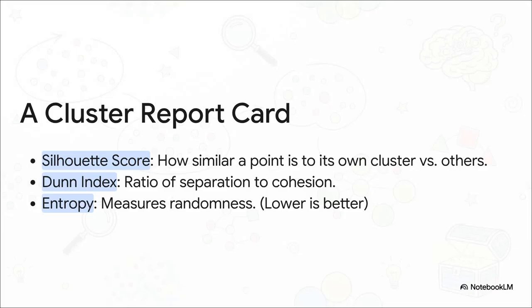For example, the silhouette score basically asks each data point, hey, are you happy in your current group, or do you feel like you belong more with your neighbors? A high score means everyone's happy where they are. The Dunn index is even more direct. It's just a ratio of how far apart the groups are versus how spread out they are internally. And entropy measures how mixed up the groups are. Pure, distinct groups get a low score, and that's exactly what we want.